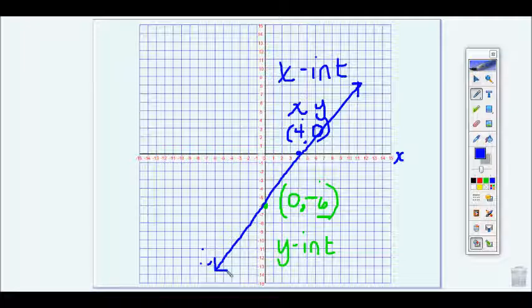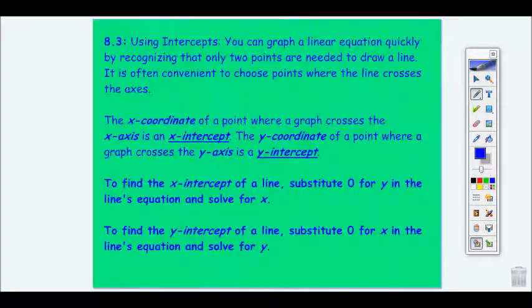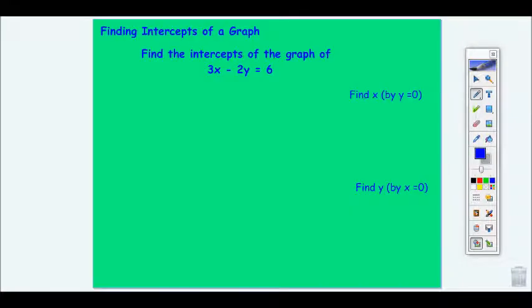There we go. So, going back to the screen before that, to find the x-intercept, you're going to substitute 0 in for y. There is no value for y. You're staying right on the x-axis. And to find the y-intercept, you're going to substitute 0 in for x. You're not moving left or right. You're just going up or down on the y-axis.